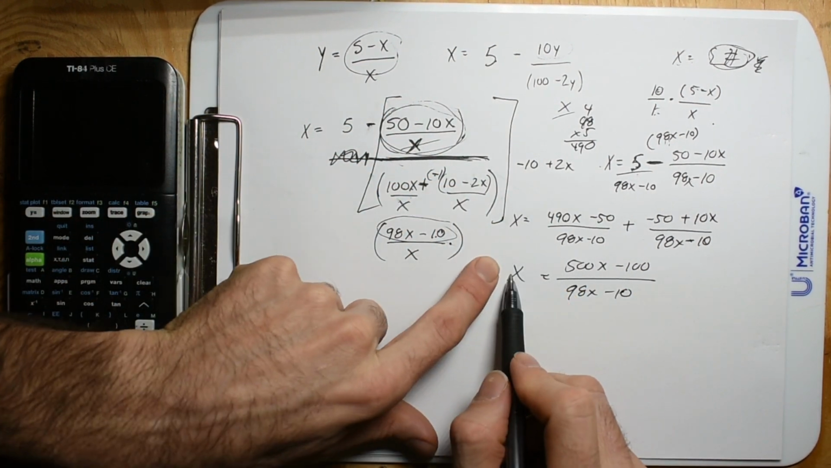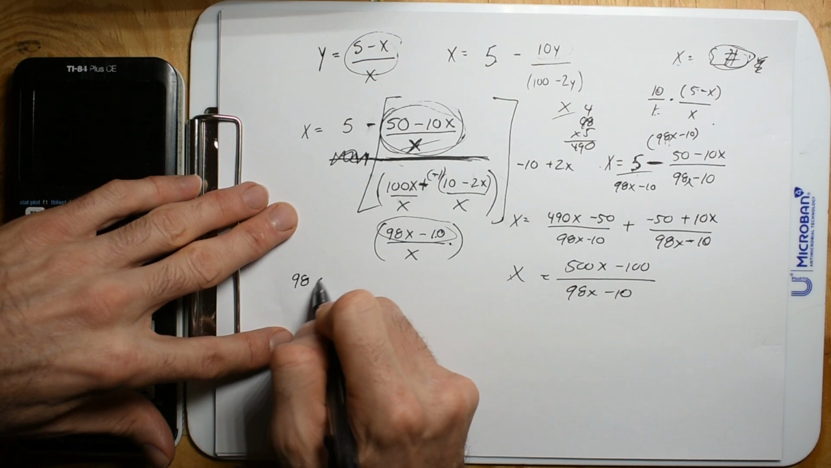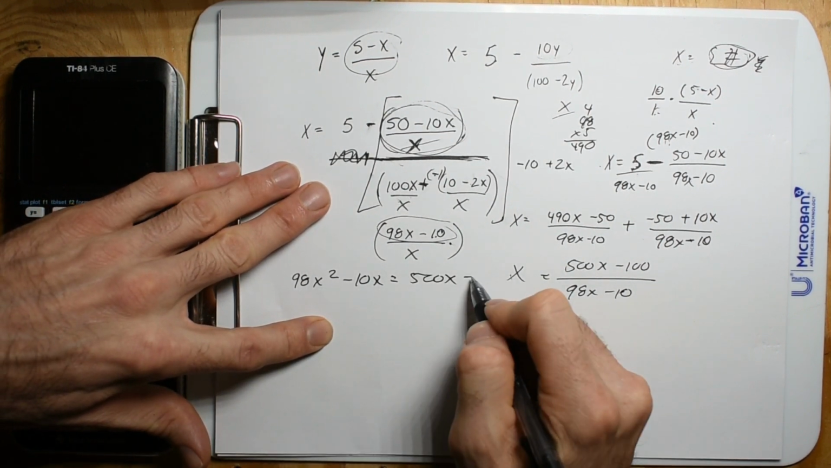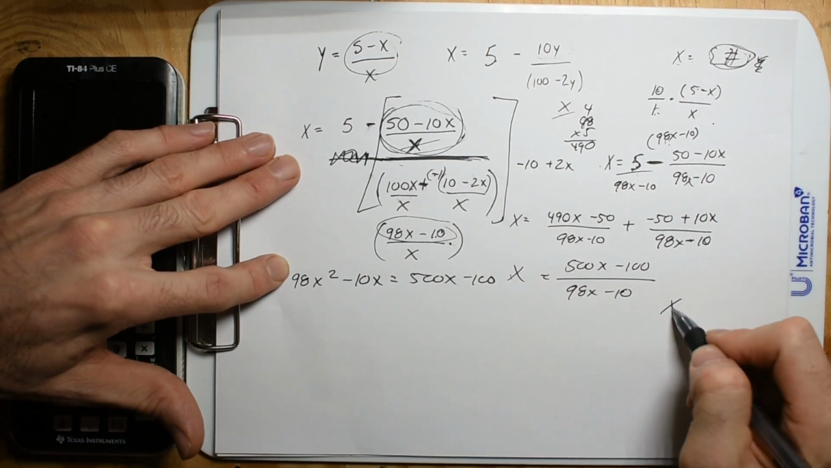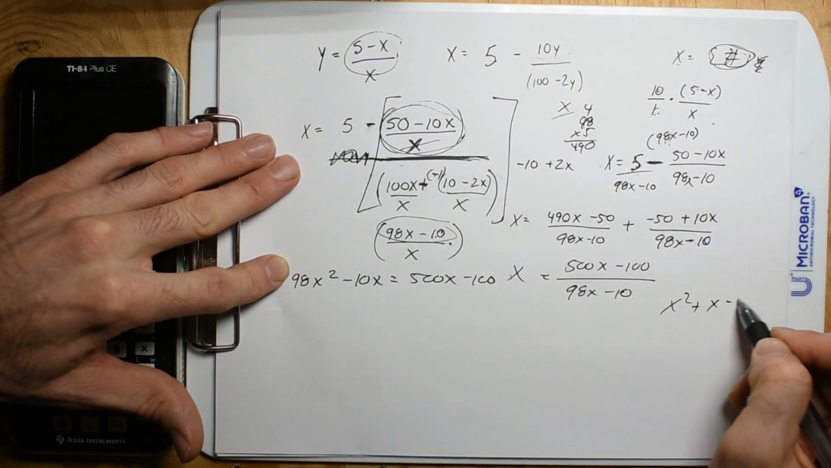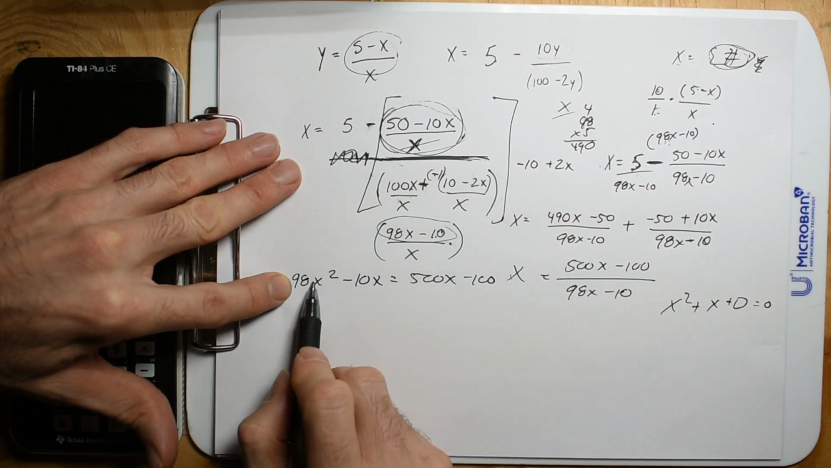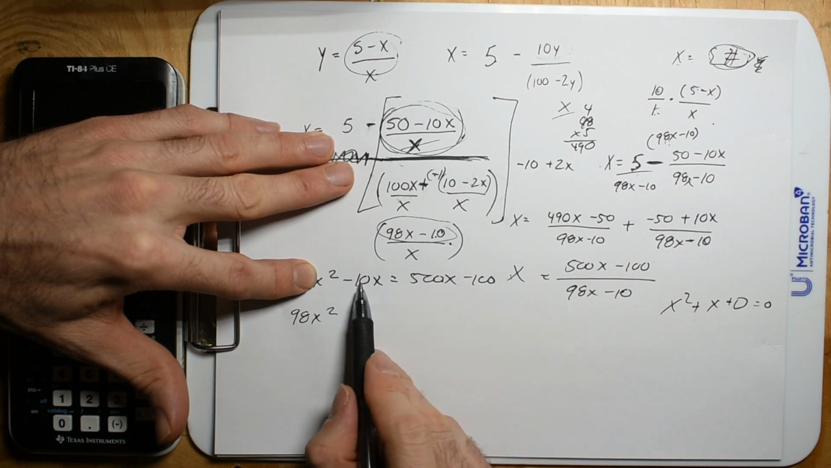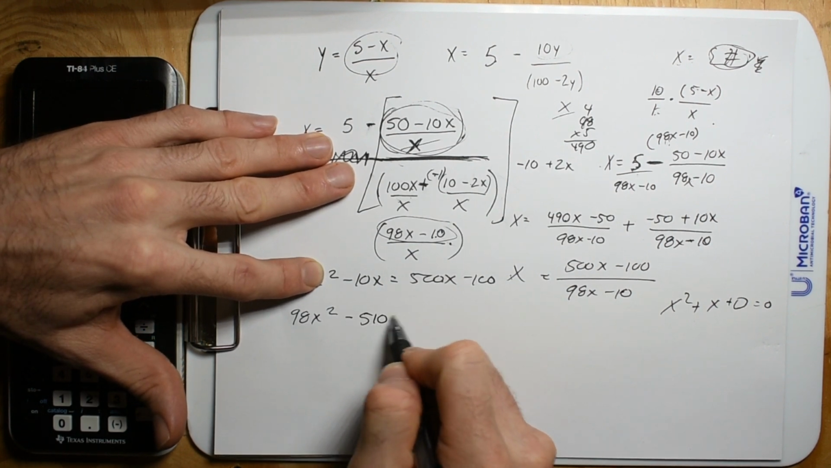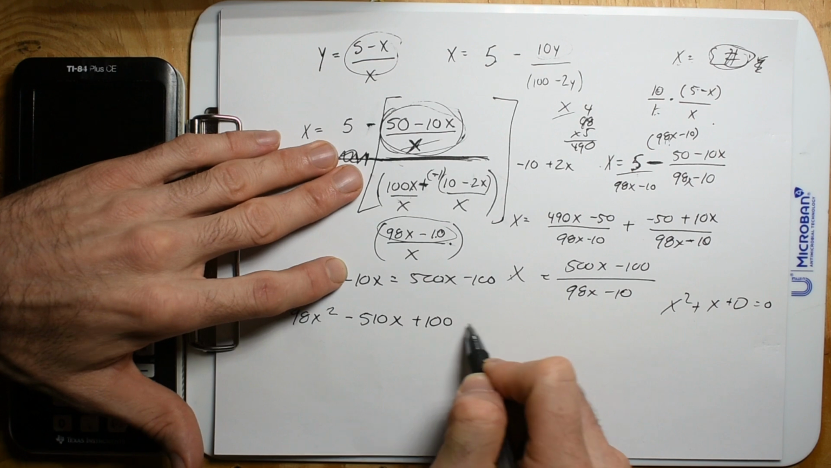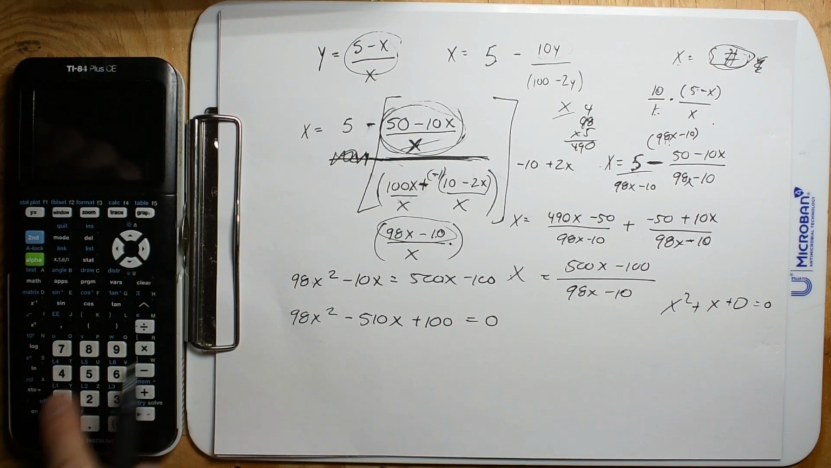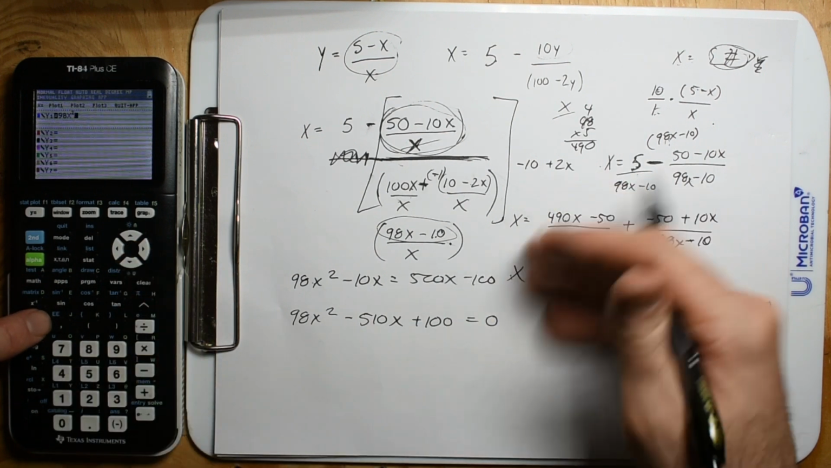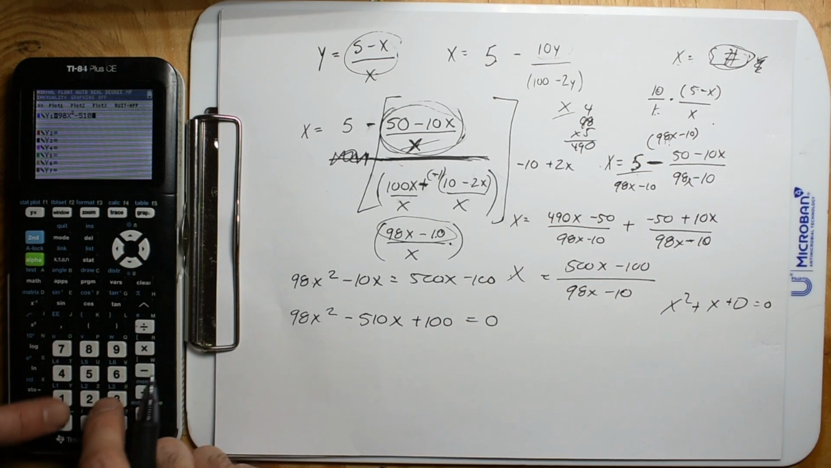Now we can bring this up here. So that's going to be 98x squared minus 10x is equal to 500x minus 100. Now we want to get something like x squared plus x plus a constant is equal to 0. So we're going to keep this 98x squared over here, and get this over here. That's going to be minus 510x plus 100. And I want to know if I made a mistake. Probably did, so might as well just throw in the towel instead of trying to figure out if we did it right.